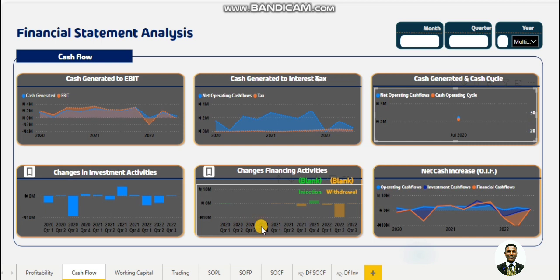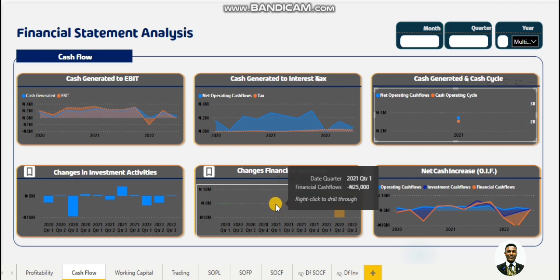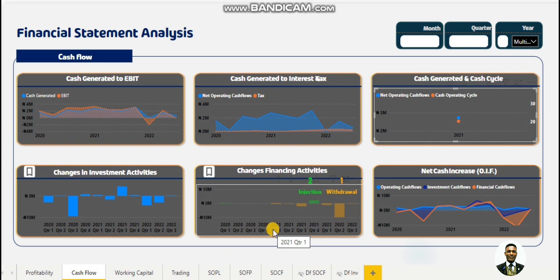Fourth quarter of 2022, no injection, no withdrawal. But by the first quarter of 2021, we saw 2 injections and 3 withdrawals. And it happens that the withdrawal was more by 25,000 naira. So they withdrew more than they injected. Although by number, they injected twice, maybe very minimal amount, and then withdrew once, and that once they withdrew was greater than what they had left in the business.